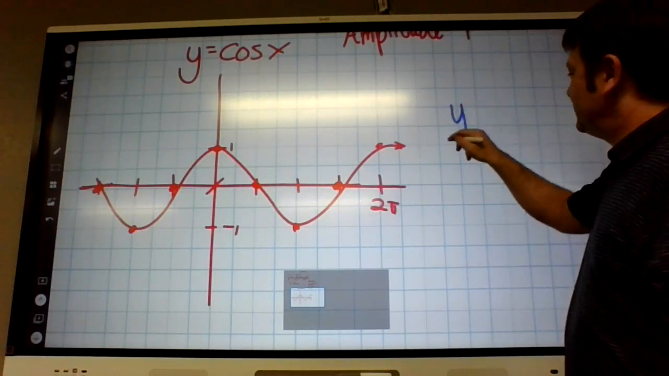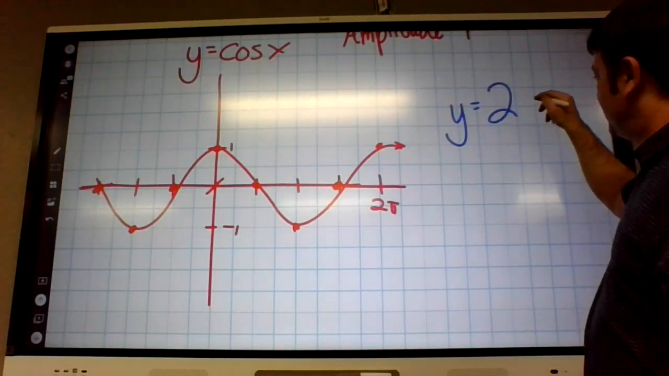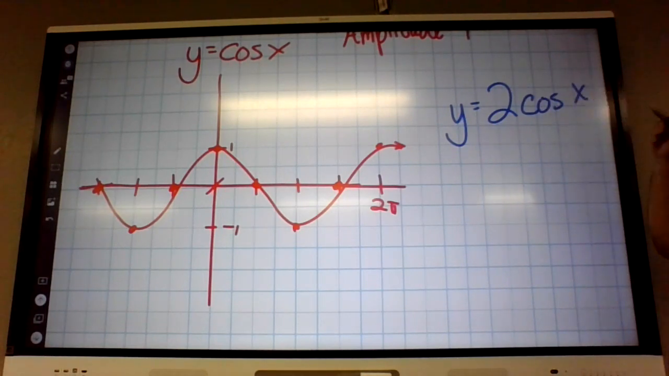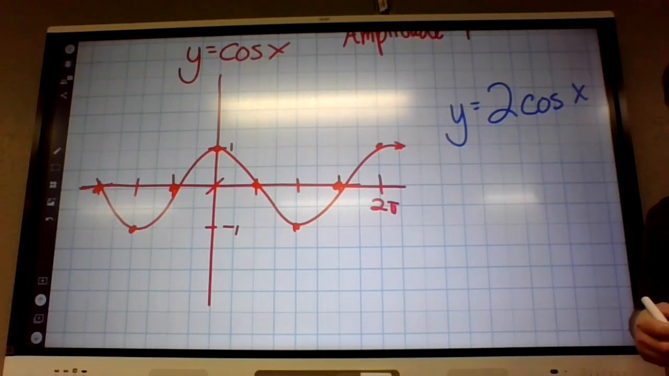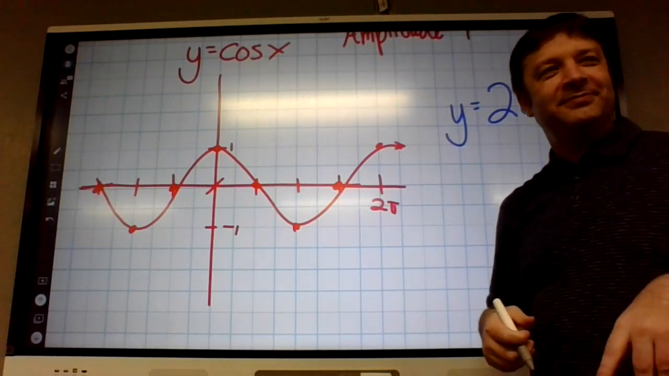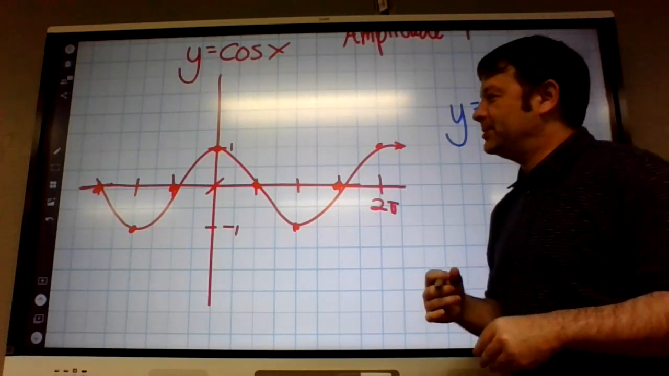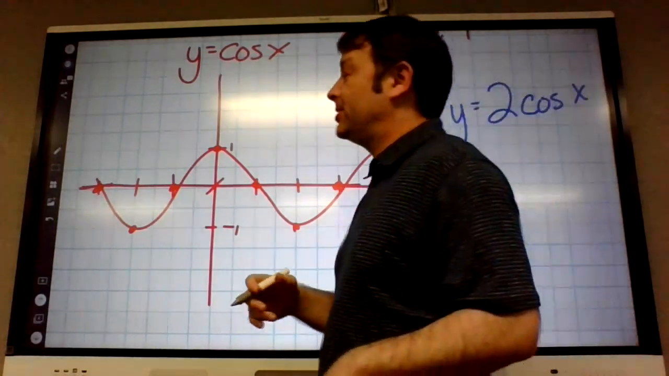All right, let's see if you guys can guess. What do you think would happen to the graph if I did times 2? Any guesses? Eight. God forbid you're wrong. I'm just asking you to guess. I'm not asking you to know.